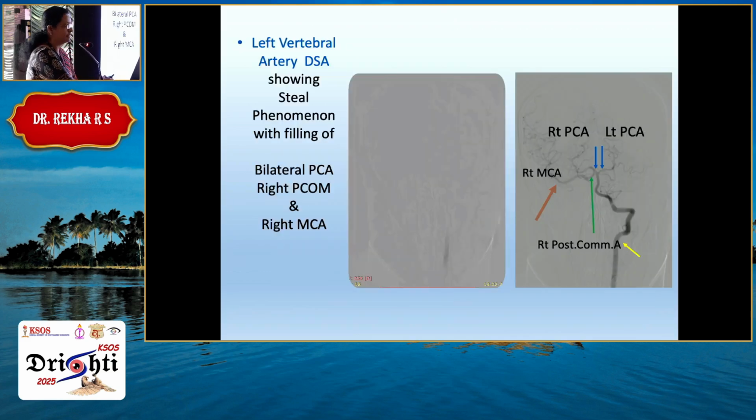Then again the DSA was done with the catheter in the left vertebral artery. This is the left vertebral artery. And you can see not only is there filling on the left hand side, more than that the blood was actually flowing more to the right hand side. That is, through the left vertebral artery there is filling of both the posterior cerebral arteries, and then through the posterior communicating artery the right MCA was stealing blood. So here you can see the entire right half of the brain was stealing blood from the left half of the brain more than the left side.